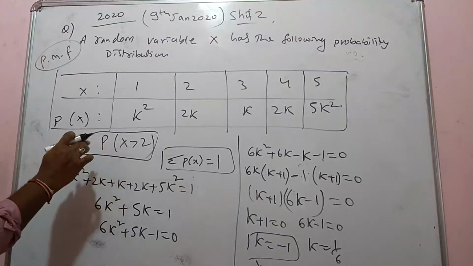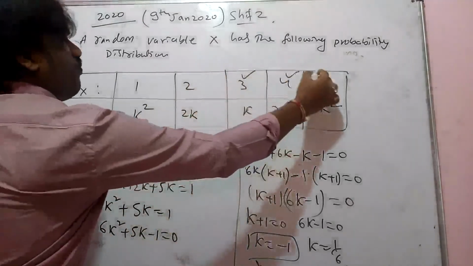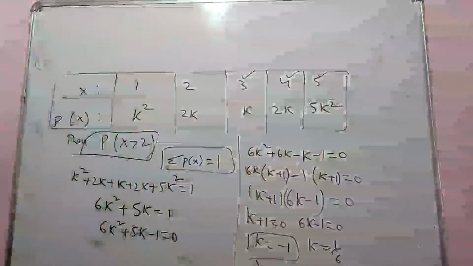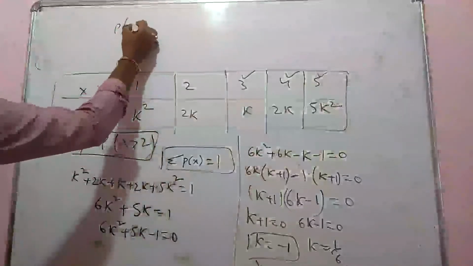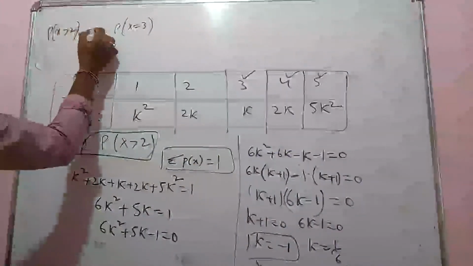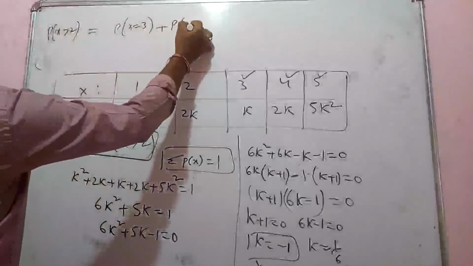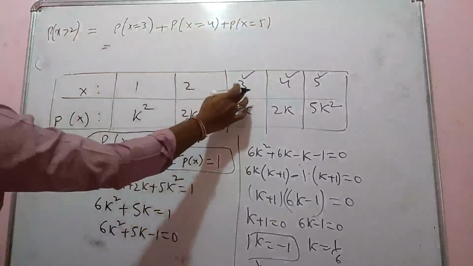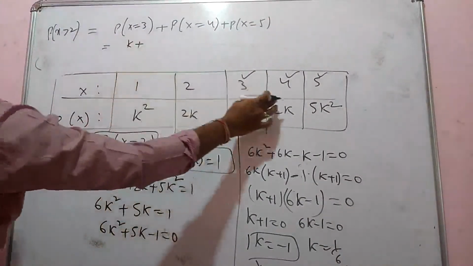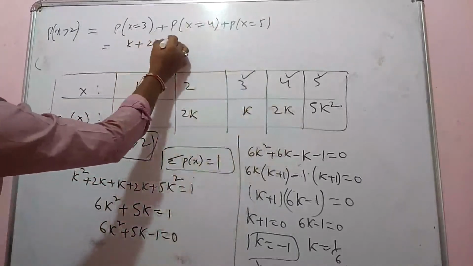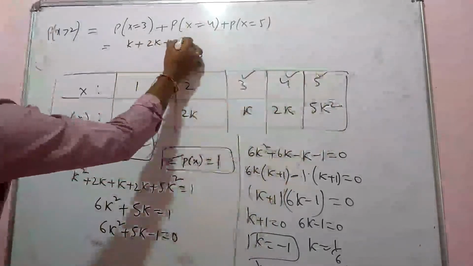The question is asking the probability of x greater than 2, which means 3, 4, 5. So the answer: when they say probability of x greater than 2, it means probability of x equal to 3, probability of x equal to 4, and probability of x equal to 5, which I have to take. Probability of x equal to 3 is 3k, x equal to 4 is 2k, and probability of x equal to 5 is 5k square.